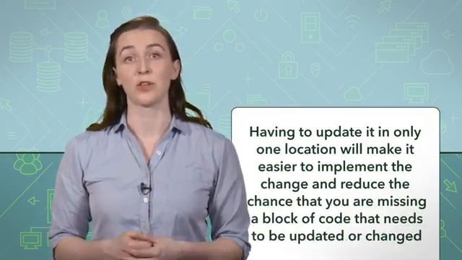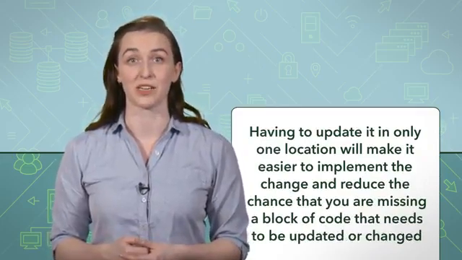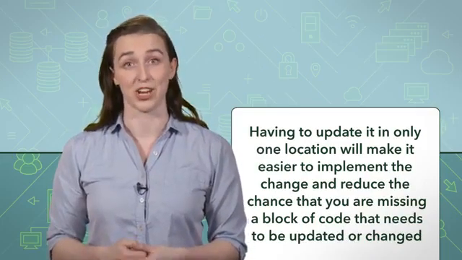As you can see, if you would just combine the ability to post in one accessible method, all forms of post could use it. And when it came time to make a change, you would have just needed to update it in one location. This doesn't just apply to adding functionalities. You may need to update the algorithm or fix a bug. Having to update it in only one location will make it easier to implement the change and reduce the chance that you're missing a block of code that needs to be updated or changed.